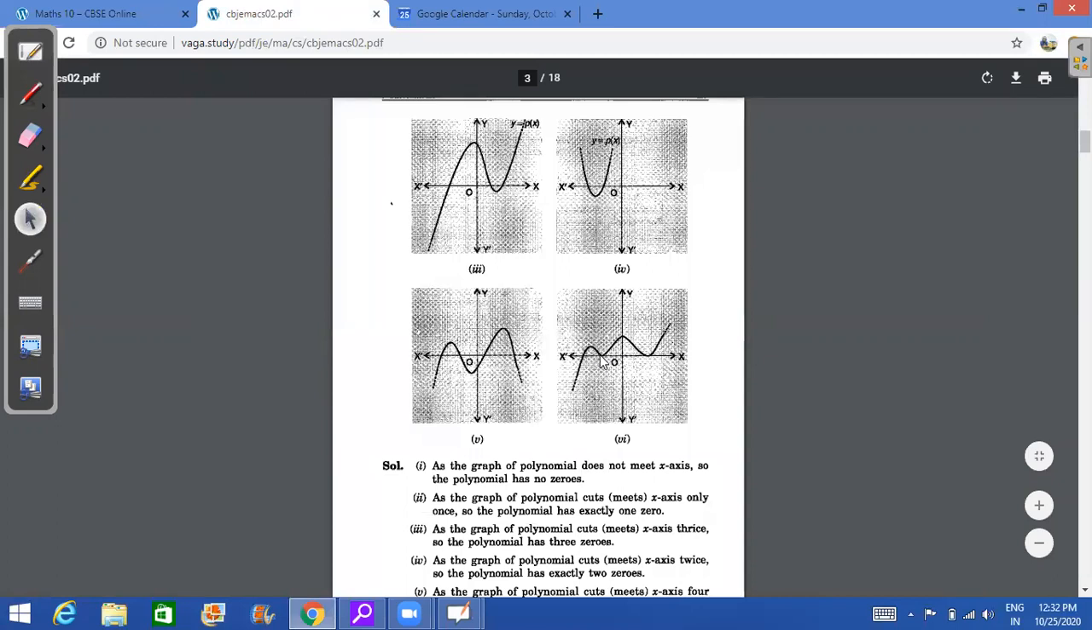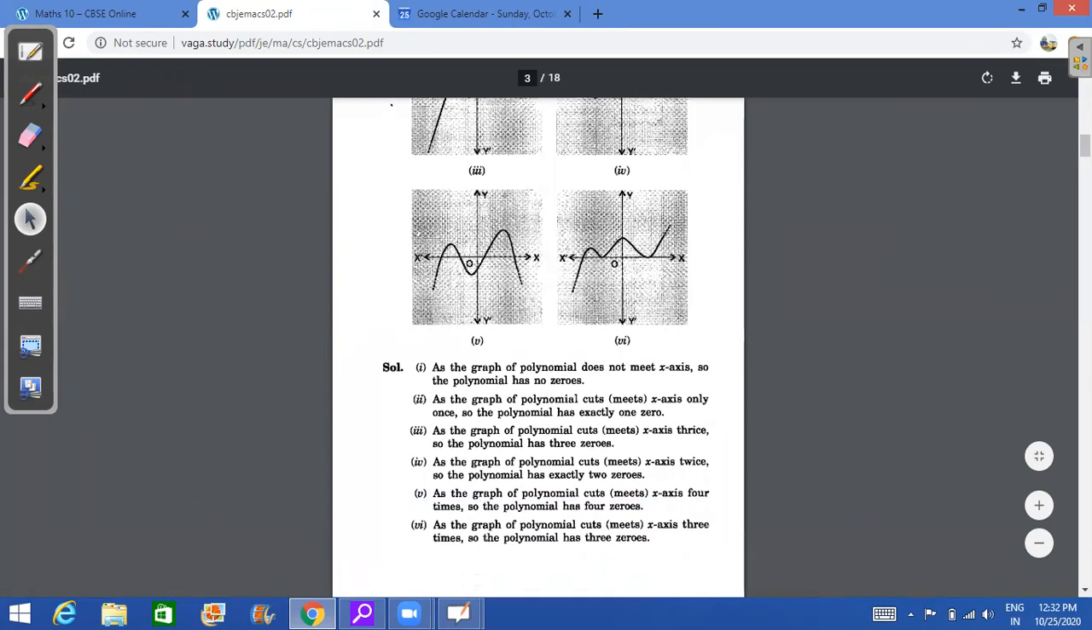So here 1, 2, 3. Even if it is touching, that is considered as a zero. So 1, 2, 3. Number of zeros is 3. So this is how we find the number of zeros. This exercise is pretty simple. You will be able to complete all this in about 5 or 10 minutes.